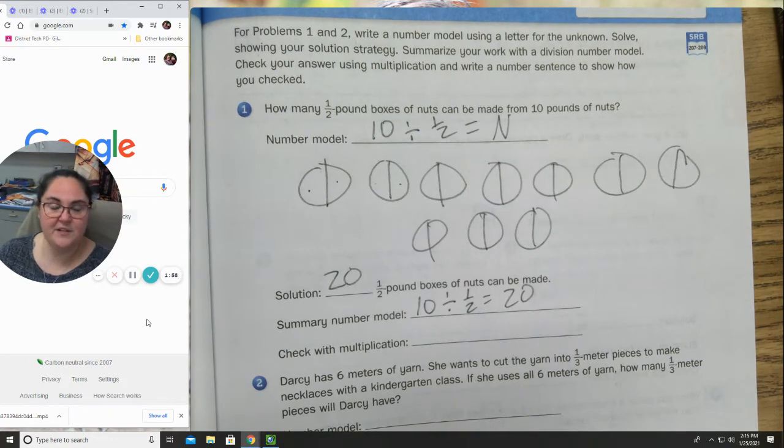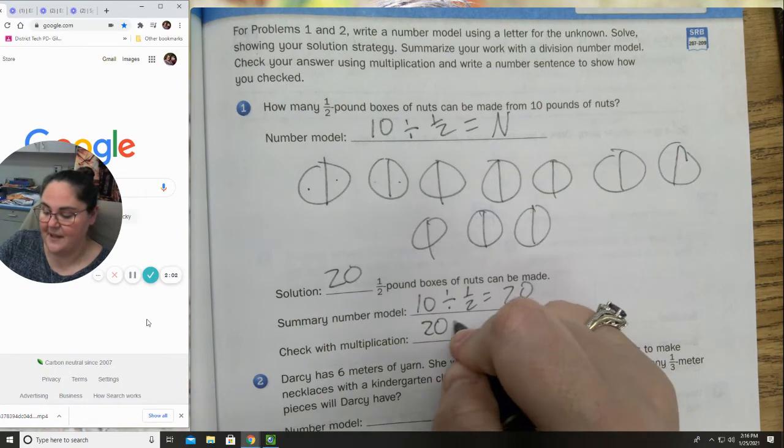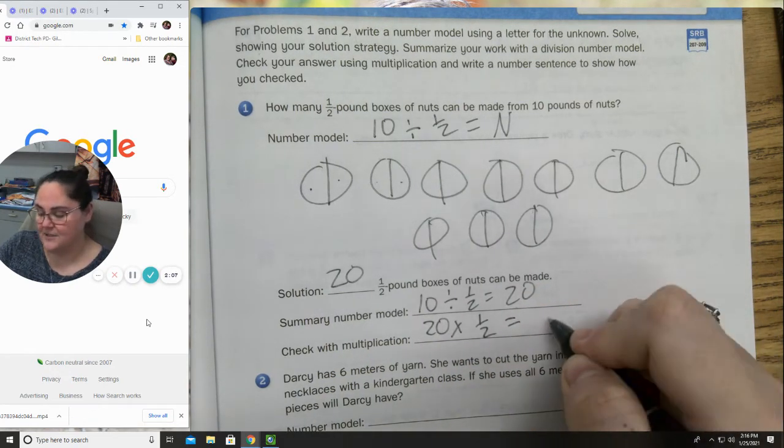And then we check with multiplication the same way. You take your answer and multiply by your second number, so 20 times 1/2 equals 10.